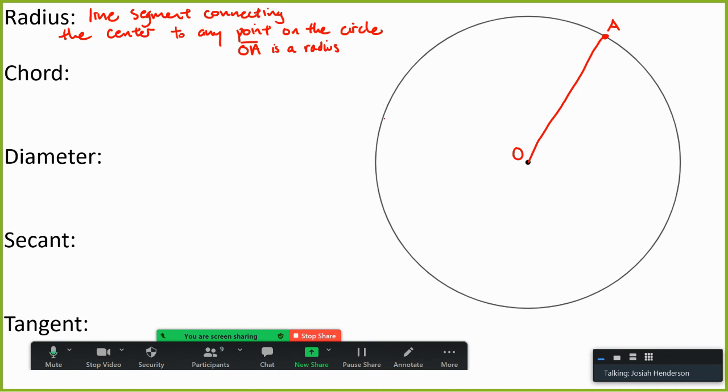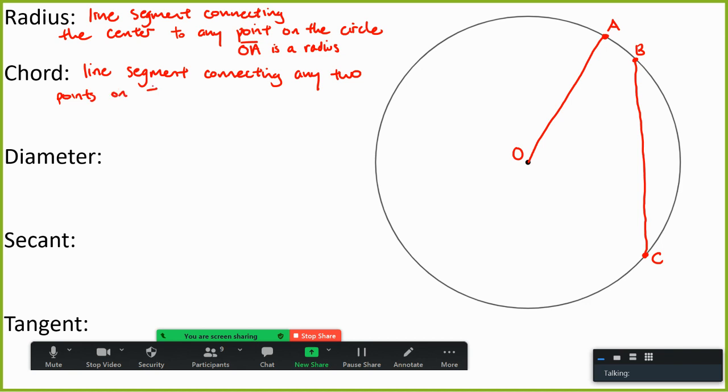So let's say we had point B. Let's put it here. That's a point on the circle, and then point C below it, also on the circle. If I connect BC, this is a chord. So it's any line segment that's like connecting the edges of the circle, but it's not necessarily going through the center. Line segment connecting any 2 points on the circle. And our example right now is segment BC.